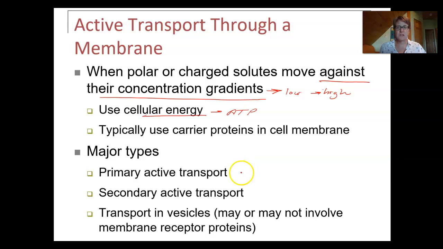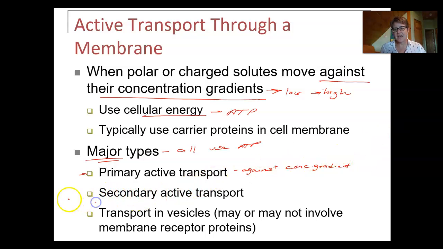Okay, so there are 3 types of active transport. I'll use ATP. Well, I say 3 types, but then there's all these subtypes. So there's 3 major categories. Look, it even says major types. There's primary active transport, and that is going against a concentration gradient. Pretty straightforward. We'll see that in a minute.